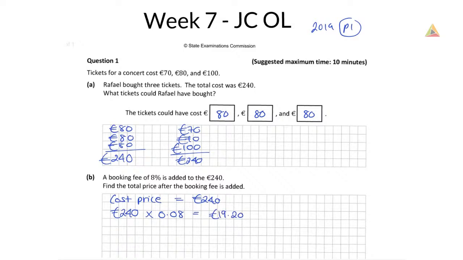So now we're going to add that on to the cost price. So it's going to be 240 plus €19.20. So when we add both of those together, we will get €259.20. So that is the total price after the booking fee has been added. And then there's one more part to that question, which I'll do in the next slide.